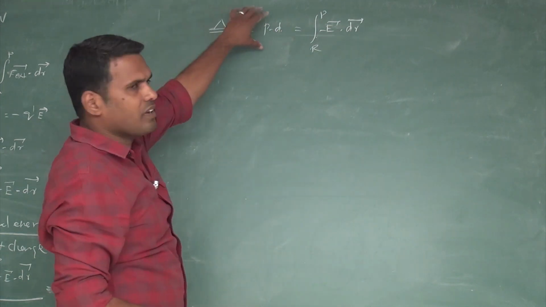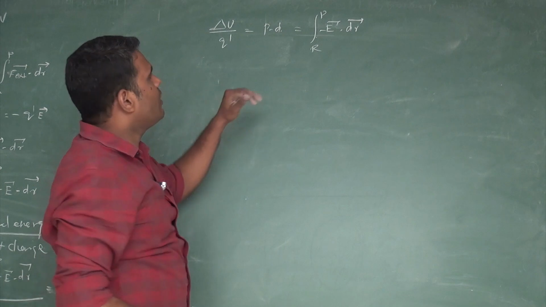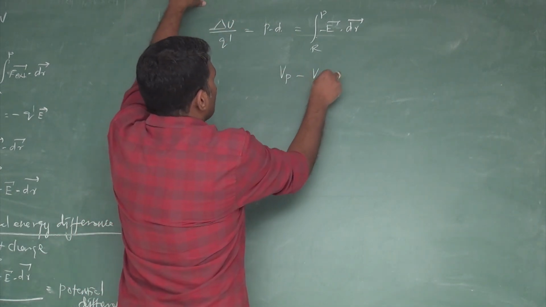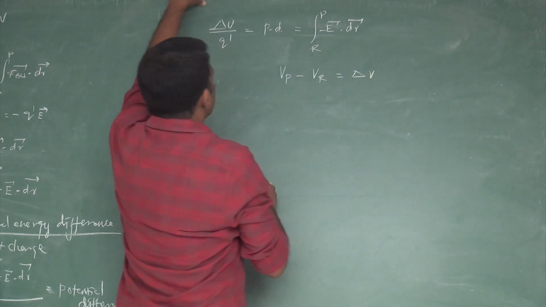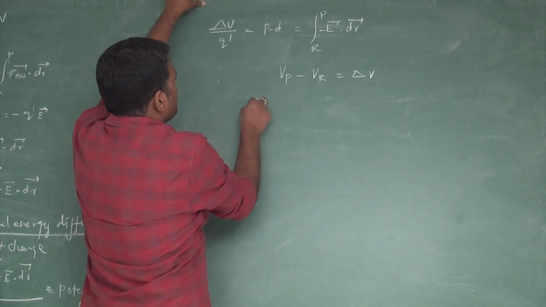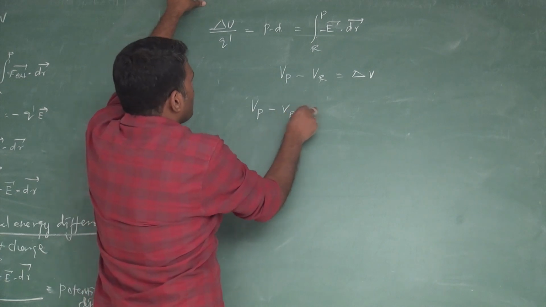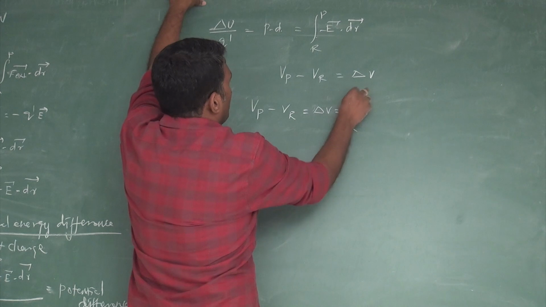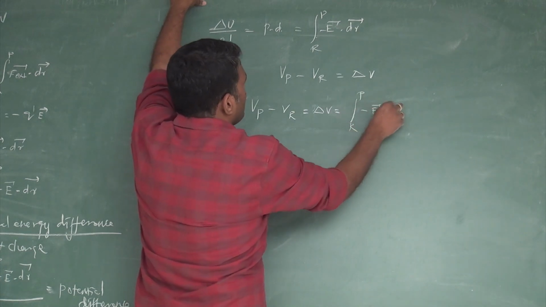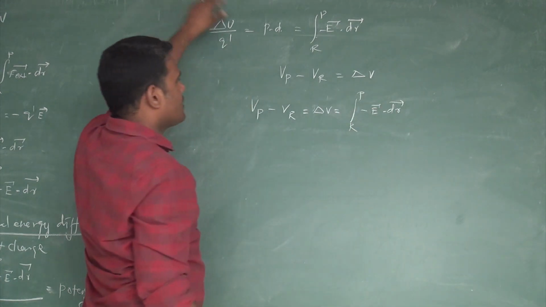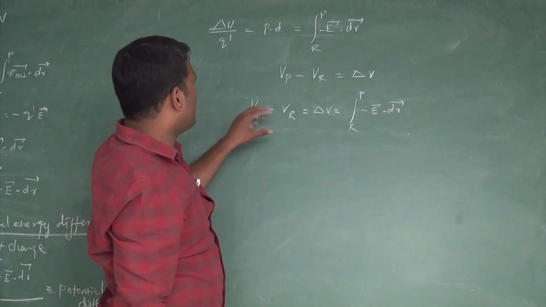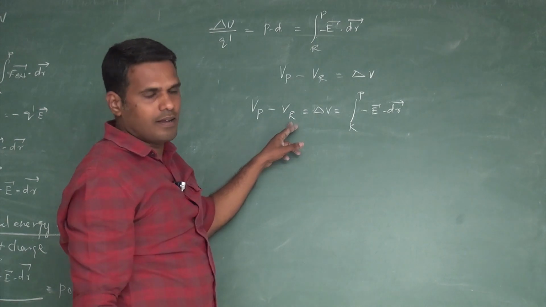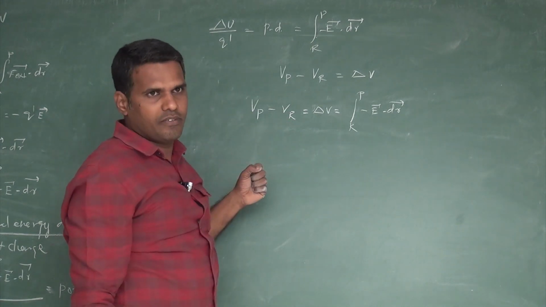So potential difference is independent of q prime, which is equivalent to the potential difference between the points P and R, which is equal to delta V. So I can write the same expression as Vp minus Vr, which is equal to delta V. This is equal to the integral R to P of minus E vector dot dr vector. This expression is equivalent to the potential difference between the two points P and R. And you can define potential difference here.